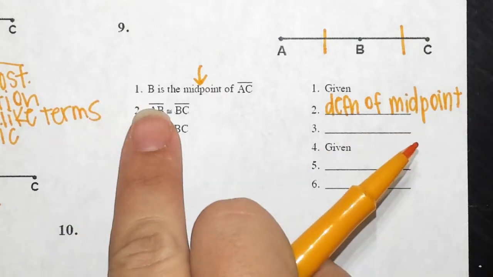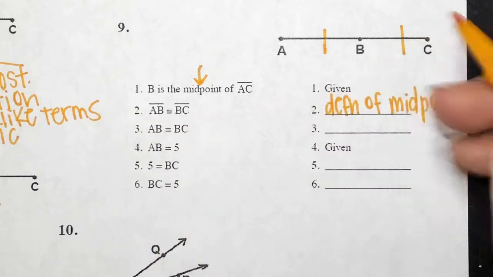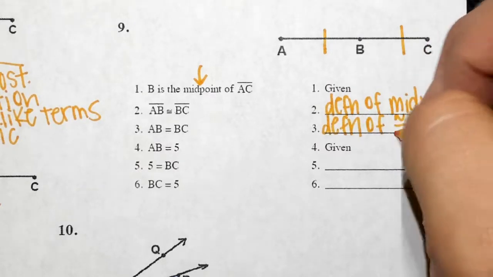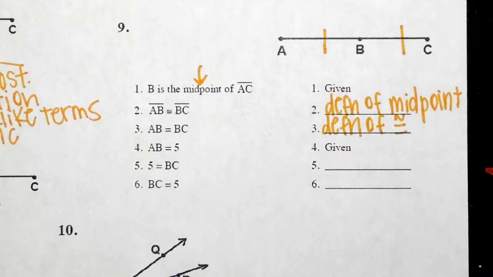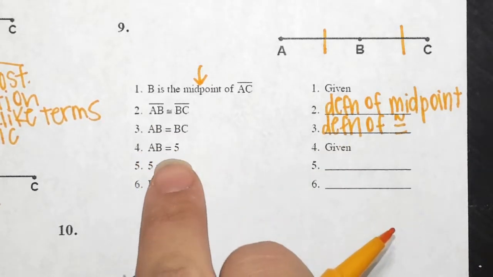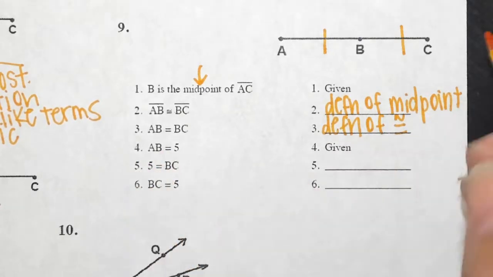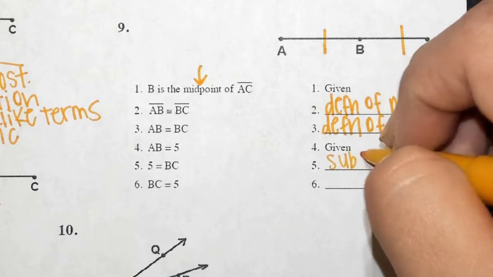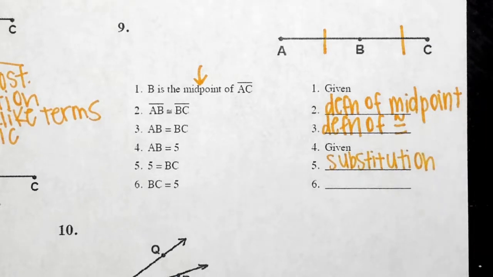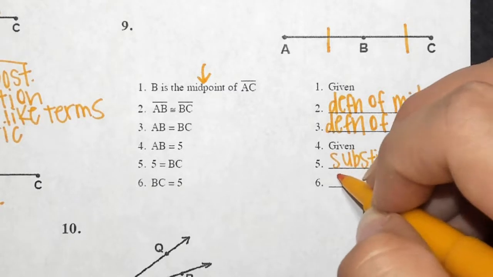Now, what happened? What changed between 2 and 3? They dropped the congruent symbol. So that is definition of congruency. Y'all with me? Okay, now 4, they gave you the fact that AB is equal to 5. And then on step 5, they plugged it in. What's that called? Substitution, right? What happened from 5 to 6? Symmetric.